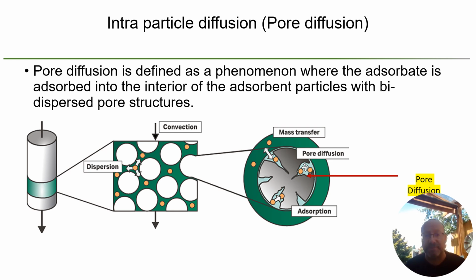Next, we're going to talk about pore diffusion. Pore diffusion is the phenomenon where the adsorbate is absorbed into the interior of the adsorbent particles with bidispersed pore structures. So what this means is we've got the bead, and now our analyte or protein, DNA, whatever it is, moving into the pores of those beads. That's what pore diffusion is. And it's the first step to getting something on board in a chromatography bead, especially in size exclusion. But this also is applicable to ion exchange and affinity, because affinity chromatography, even though the pictures show the affinity molecules on the outside of the bead, that's sort of true. There are still some pores that the affinity molecule, the ligand, gets into.